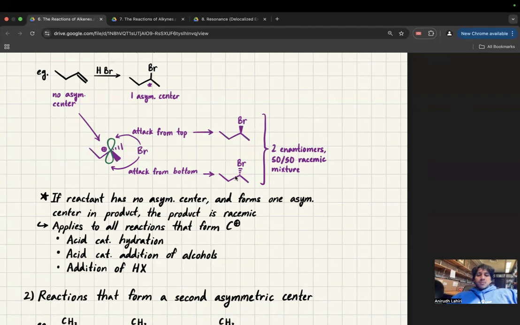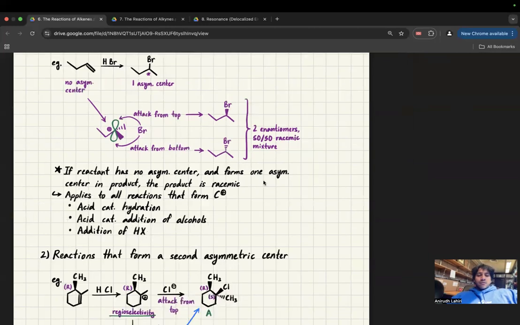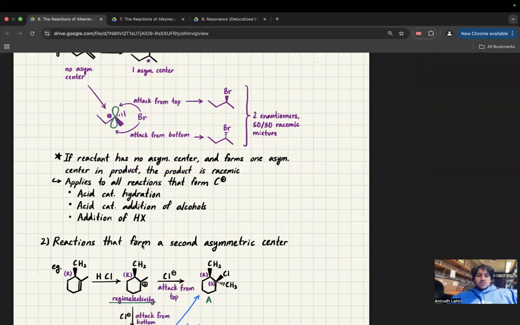We can attack from the top or the bottom, which means that we get both of these, right? There's no specificity. If the reactant has no asymmetric center and forms one asymmetric center in the product, the product is racemic. This applies to all reactions that form carbocations: acid catalyzed hydration, acid catalyzed addition of alcohols, addition of hydrogen halides.